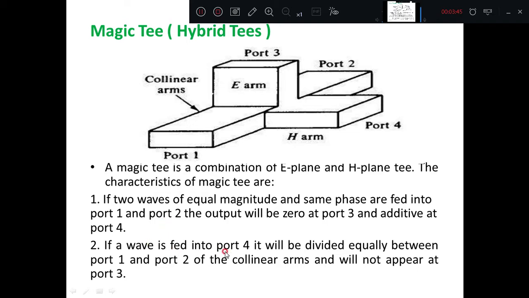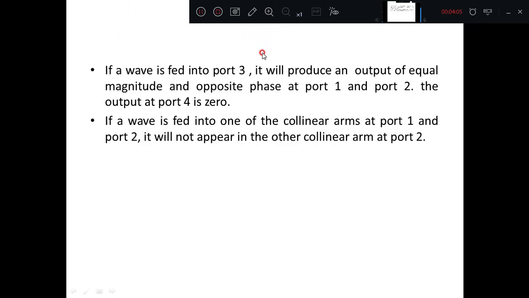And if a wave is fed into port 4, it will be divided equally between port 1 and port 2 of the collinear arms. So these are collinear arms, they are parallel arms, and it will not appear at port 3. So here you will get 0 output.